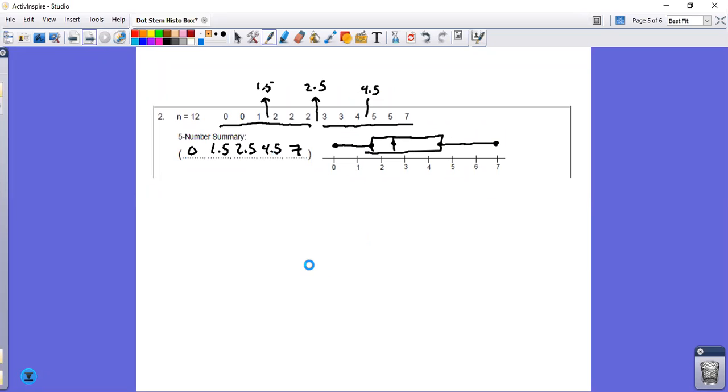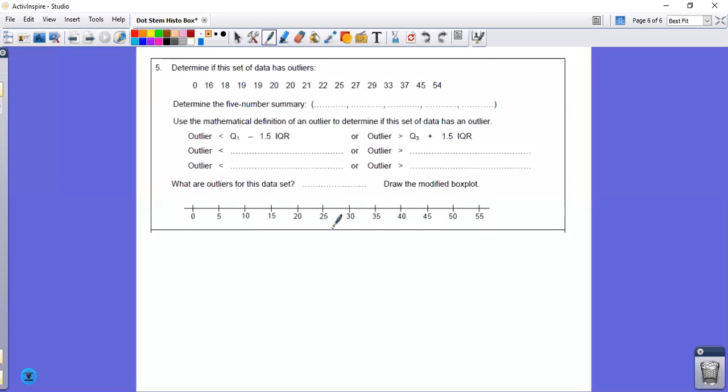And then you get to the part about the outliers. Some people look at outliers as just like, is it an obvious outlier? But there's an actual formula to find outliers. But before we can use the formula, we still need our 5-number summary.